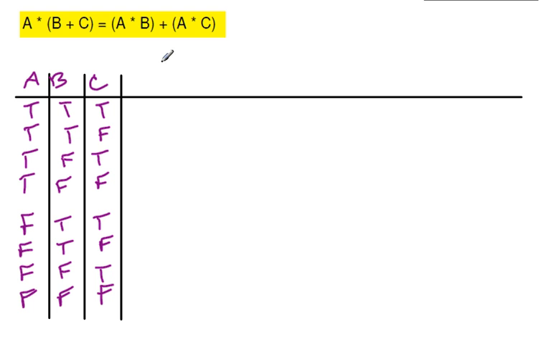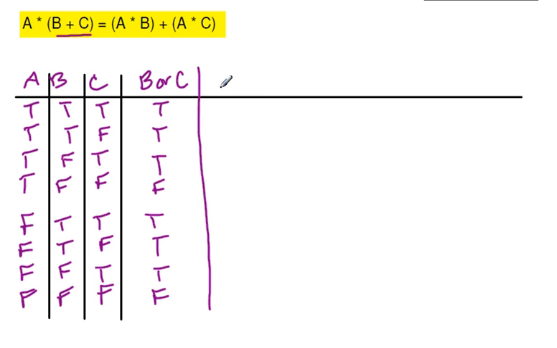Okay, so what we're interested in is A and B or C. So let's first get B or C. That's going to be this part. And B or C gives me true, true, true, false, right here, true, true, true, false. And now I'm going to compare that with A. So I'm going to get that left side.